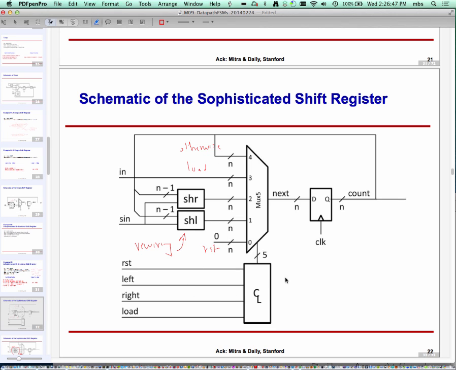And then I will have some logic. This is some random logic which takes my signals, reset, left, right, and load, and generates the right signals for the multiplexer. So for example, if reset is high, then the 0th wire should be high because that's what resets, and everything else should be 0. If reset is low but left is high, then some other wire will be high. This is going to be one-hot coded here.